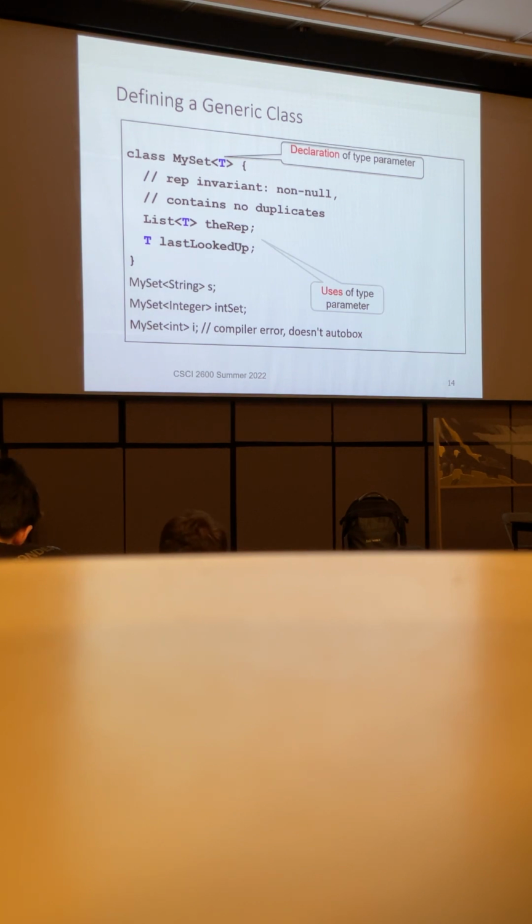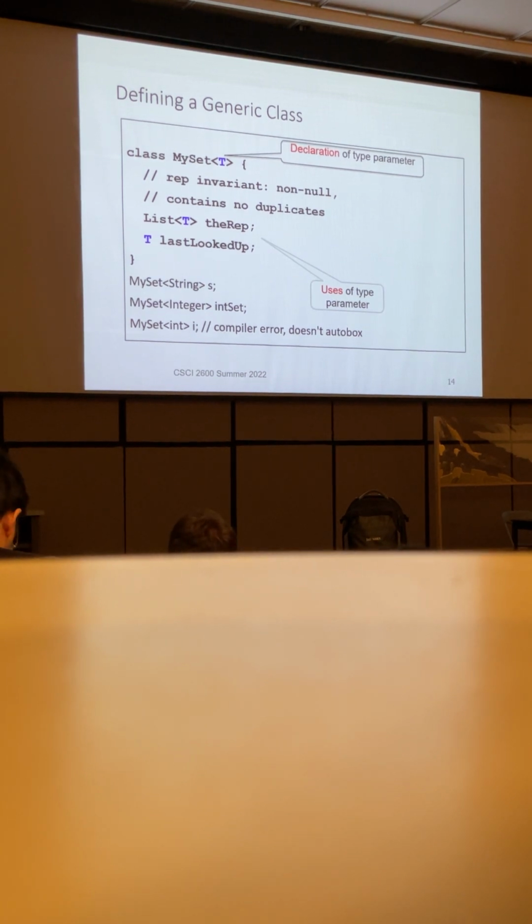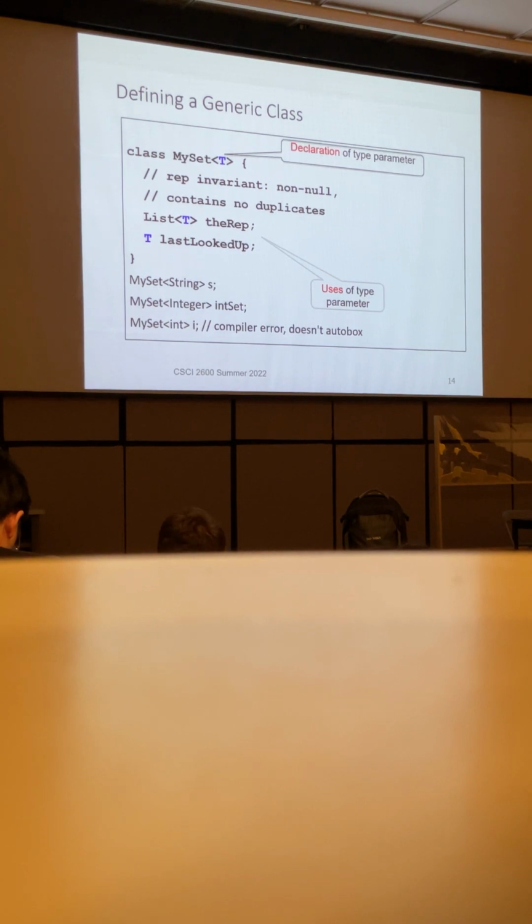All right, so we just looked at the use side, or instantiation side, of generics. You have had some experience using generic types, mostly collections. So let's now look at their declaration side.